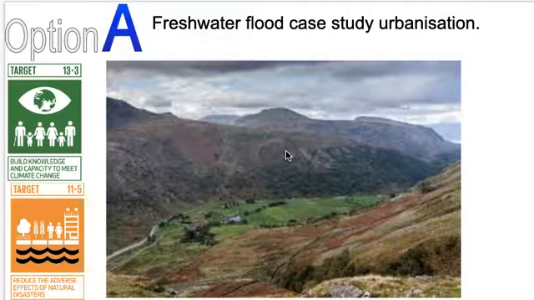Before we move on to the next slide, have a think about what you can see in this slide. This is the upper course of the river that goes into Cockermouth. If you look at it, have a think about what physical features would increase the risk of flooding.